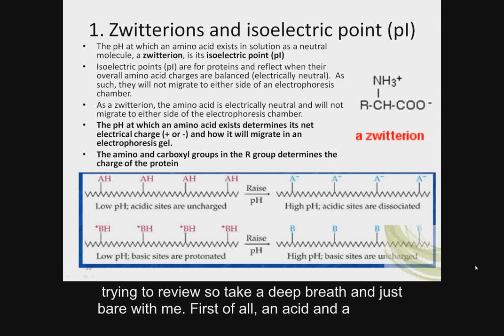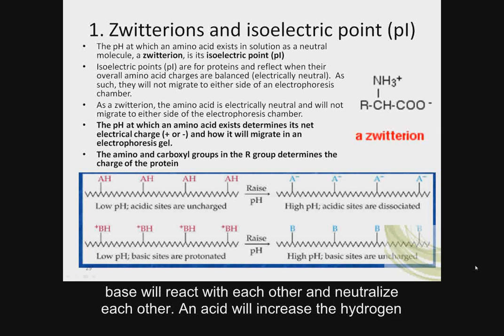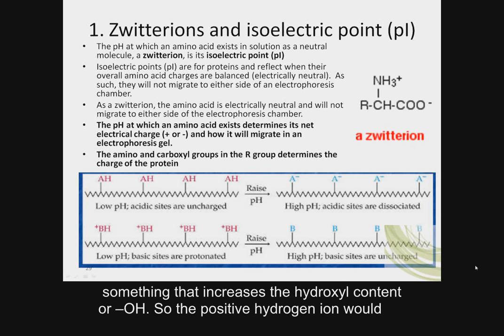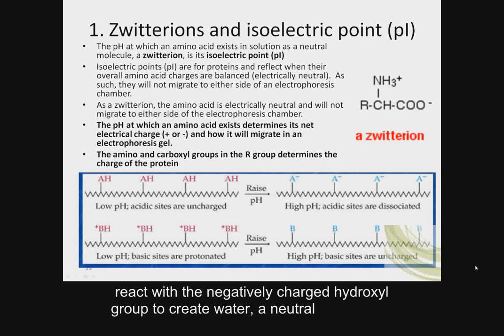First of all, an acid and a base will react with each other and neutralize each other. An acid will increase the hydrogen content in the solution. Actually, it's hydronium ion. An example of a base would be something that increases the hydroxyl content, or OH. So the positive hydrogen ion would react with the negatively charged hydroxyl group to create water, a neutral substance that has a pH of 7.0.